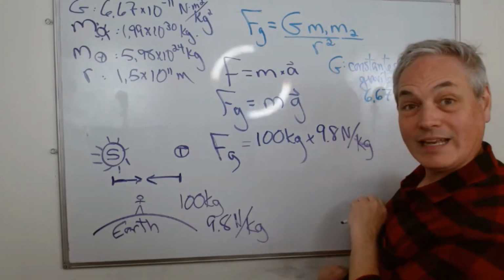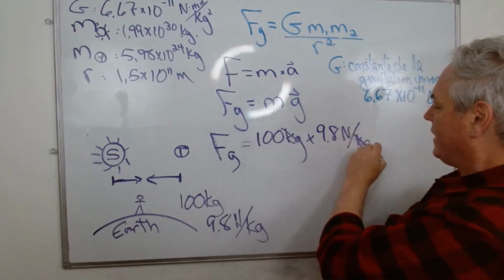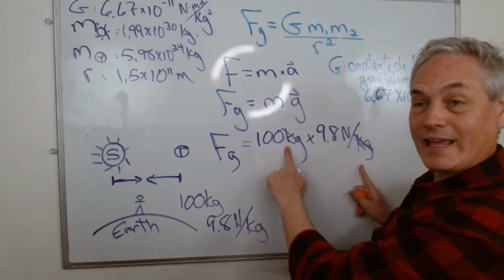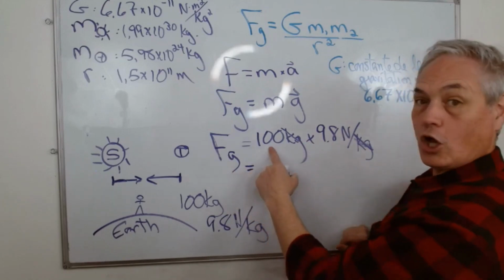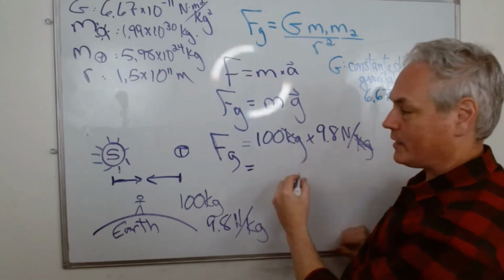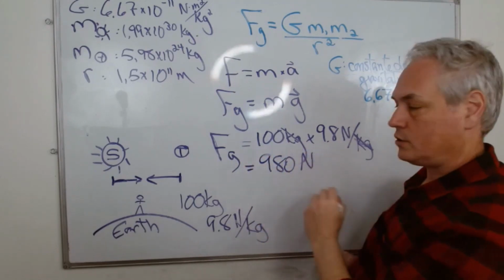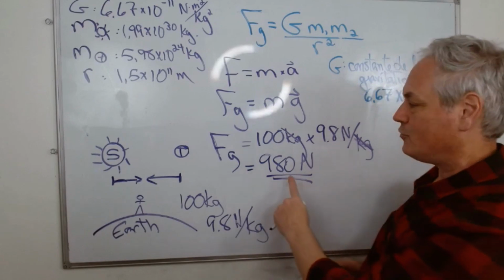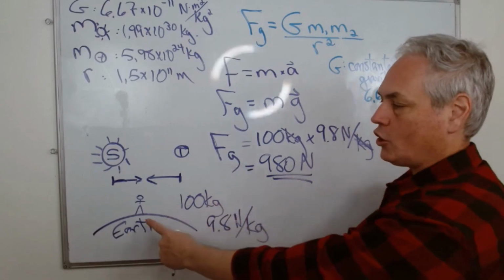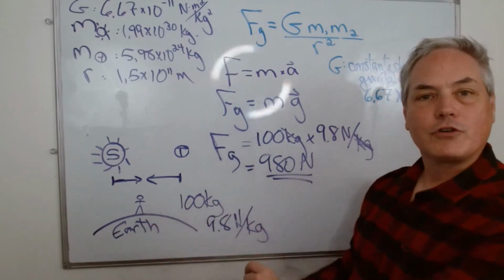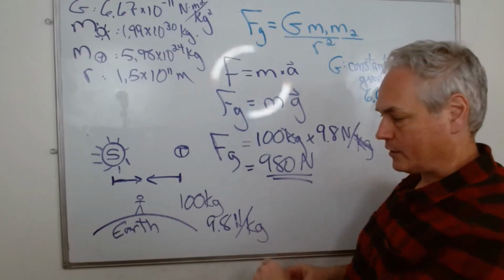per kilogram. And interestingly enough, the units are canceling. We end up with 100 times 9.8, which is 980 Newton. This is the force that we have on that human right here from Earth. So that's something to look into.